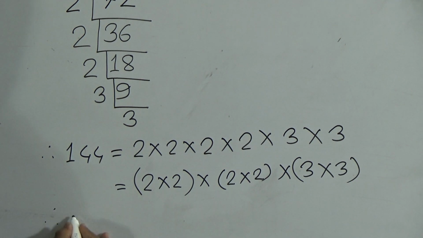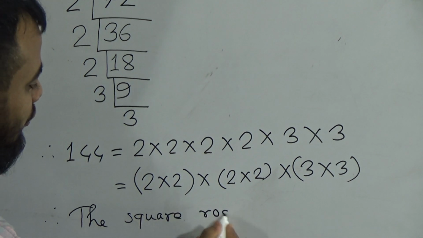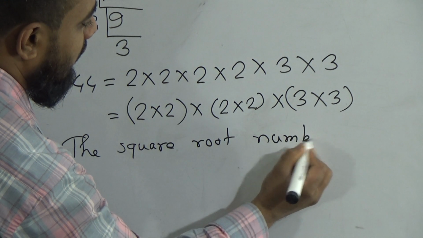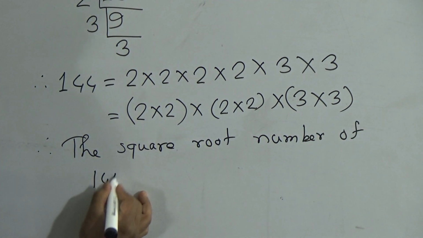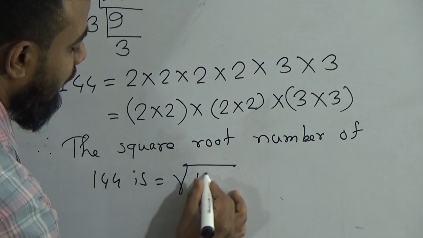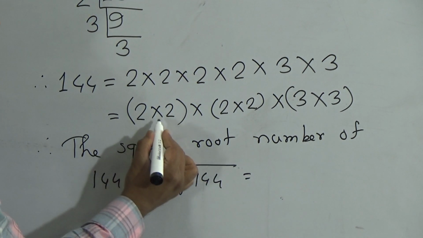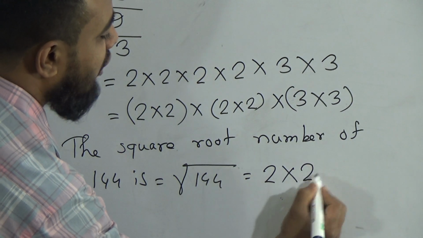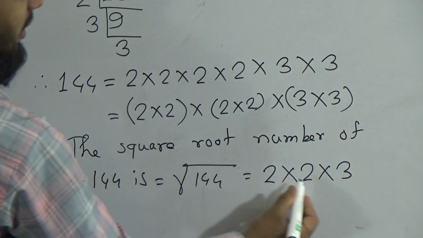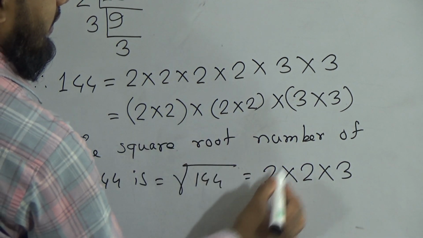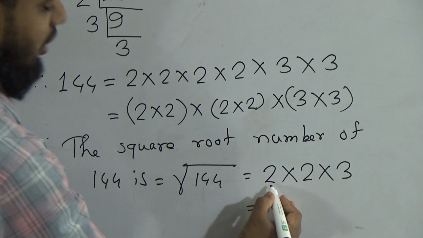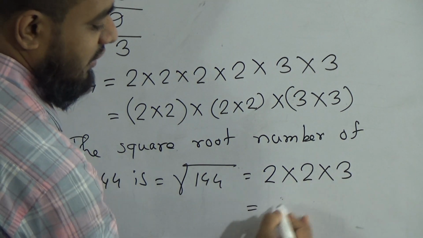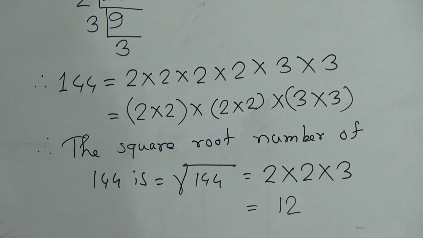Okay, therefore the square root of 144 is equal to the square root of 144. That's equal to 2 multiply 3, because we can take only one prime number from each of the pairs. Now it will be how much? 2 2s are 4, 4 3s are 12. That means 12 is the square root of the number 144, which we wrote down at first.